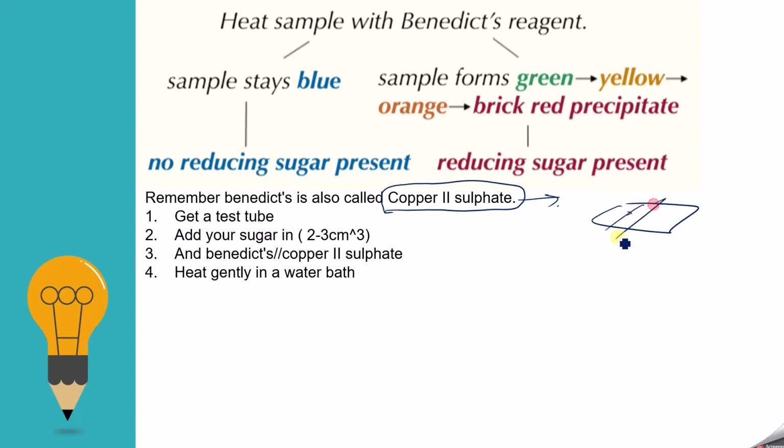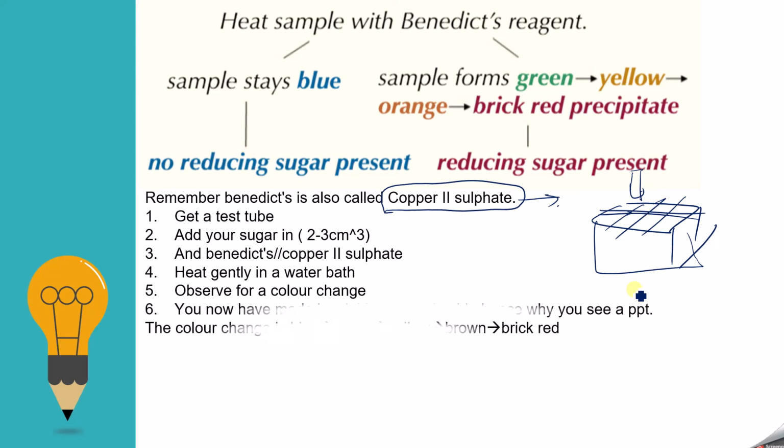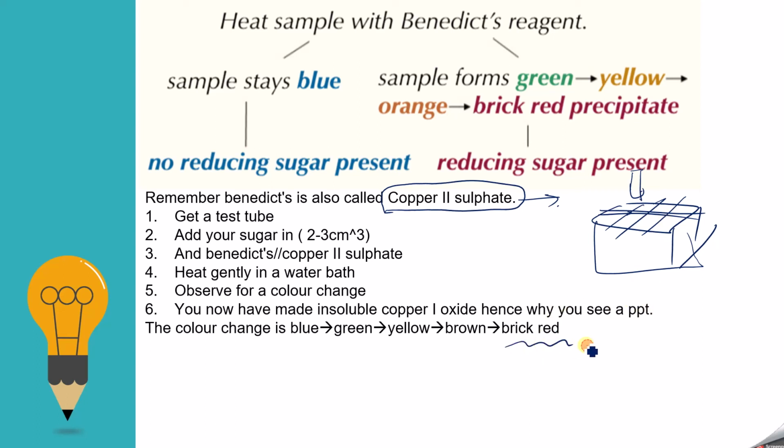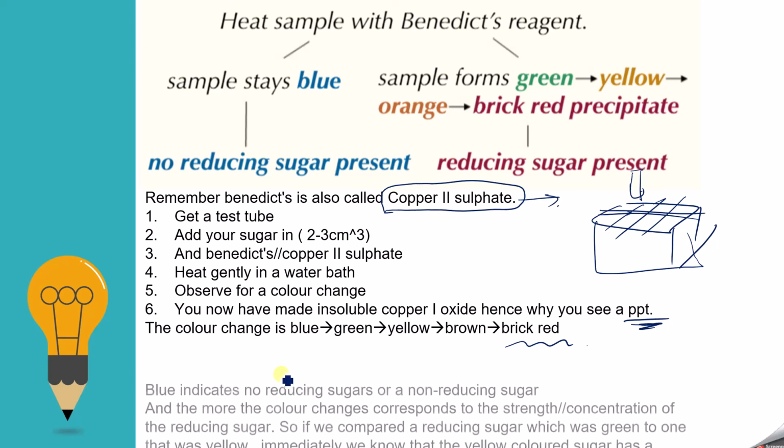You get the water baths at school and you just insert your test tube into the water bath while it heats up. Number 5, observe for a color change. You have now made insoluble copper 1 oxide, which is a brick red color. Because it's insoluble, it will form a solid precipitate. And you do need to know the color change, which is actually quite important.